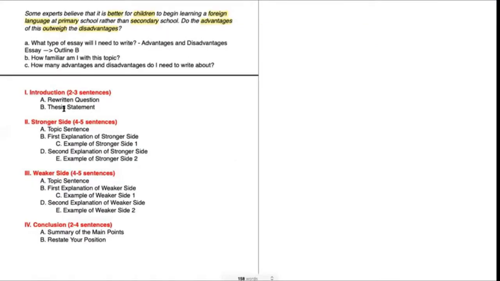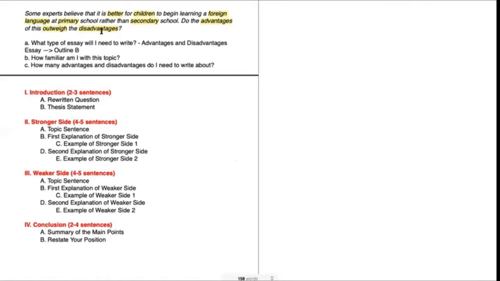Okay, so I've gone ahead and written out the outline that we saw from our outline B slide earlier, and I've written our headings in red, so the introduction, the stronger side, the weaker side, and the conclusion. I have also written the various sentences that we will use in each paragraph. So first off, in the introduction, it should be about 2 to 3 sentences. You'll have your rewritten question.